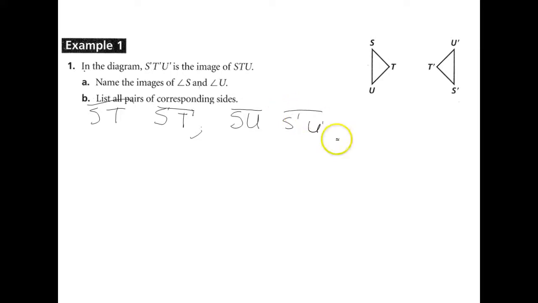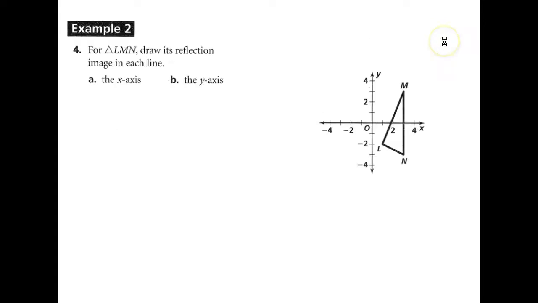I'll experiment with it. What's the next one? One more. Ethan, what do you got? I got TU, and then T prime, U prime. TU and T prime, U prime. Oh my goodness. That's really not good. But I know you guys will have grace with me right now. All right, next one.